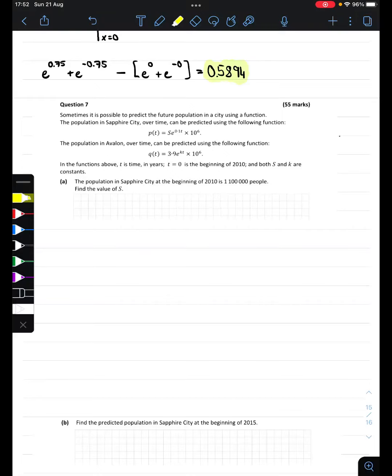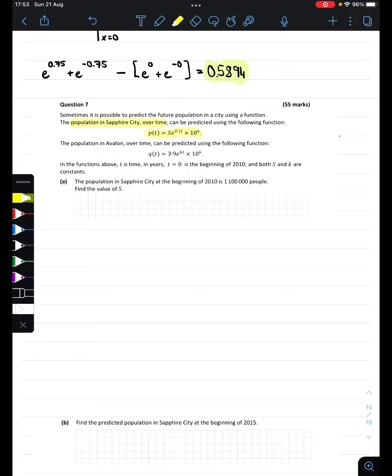Hi guys, today we're going to take a look at question 7 of the 2017 exam paper 1. Sometimes it is possible to predict the future population in a city using a function. The population in Sapphire City over time can be predicted using the following function.